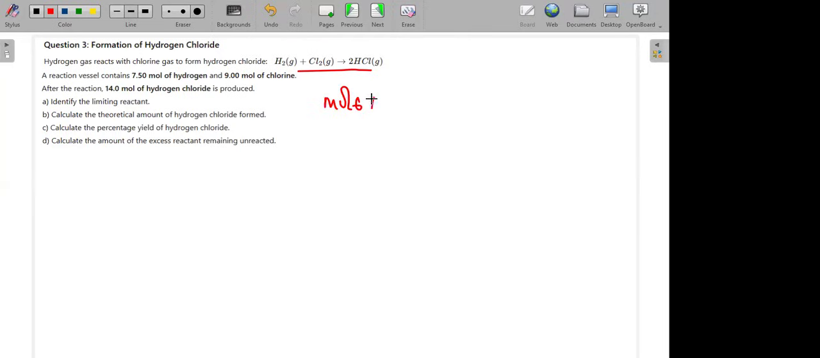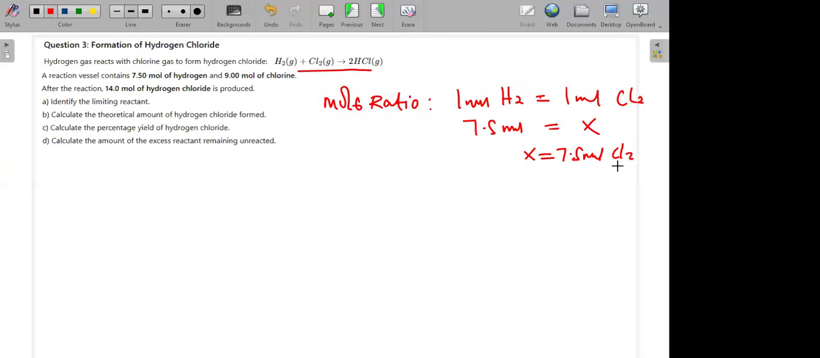The mole ratio from the chemical equation is that 1 mole of hydrogen gas reacts with 1 mole of chlorine gas. Now, if I have 7.5 moles of this hydrogen gas, how many moles of chlorine gas do I need? The mole ratio is 1 to 1, so if I put X here and do cross multiplication, my X is just going to be 7.5 moles of chlorine gas, because the mole ratio from the reaction is 1 to 1.